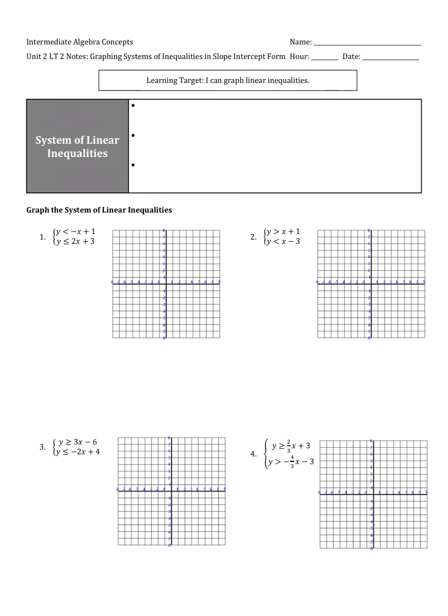Today we're going to be working on Unit 2 Notes, Graphing Systems of Inequalities in Slope-Intercept form. There's kind of three steps to do this. The first one is to get it in y equals mx plus b, that slope-intercept. So you want to get your inequalities in y equals mx plus b.